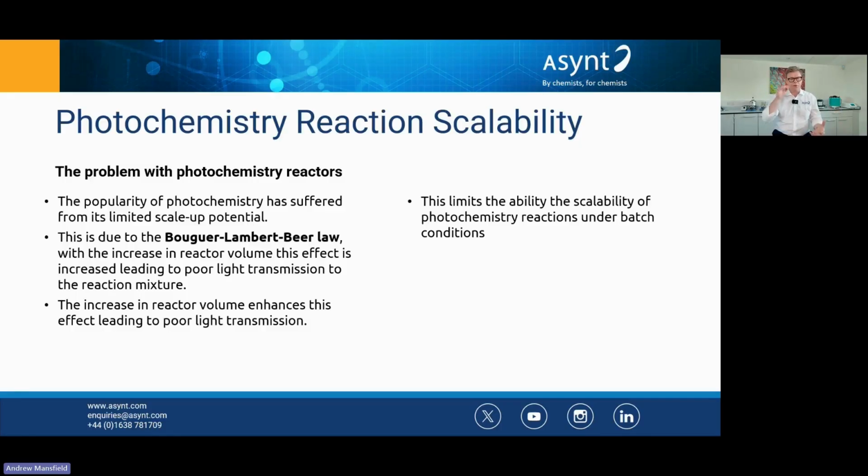As we've said with the Beer-Lambert law, our photon energy decreases rapidly. So if we want to scale up our reactions under batch conditions, we're still only irradiating the outside of our reactors, and the bigger the vessels get, the less efficient that is. That's where flow chemistry can come in, where we have better transmission into our reactors, and in a continuous experiment, we can just leave our reactions running for longer. So scalability under batch conditions is slightly limiting, but there are methods to mitigate that.